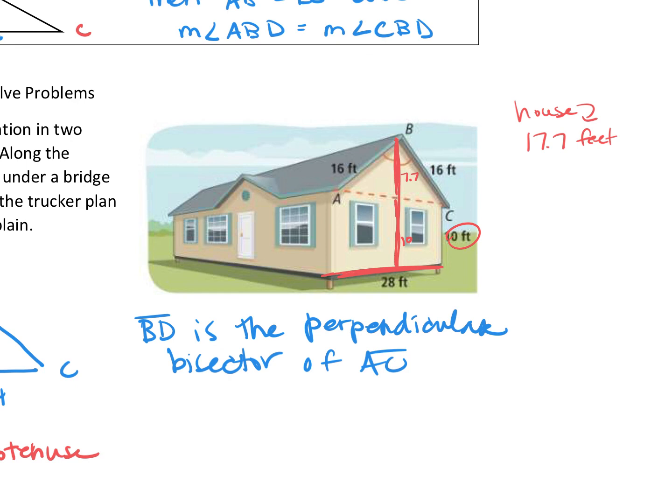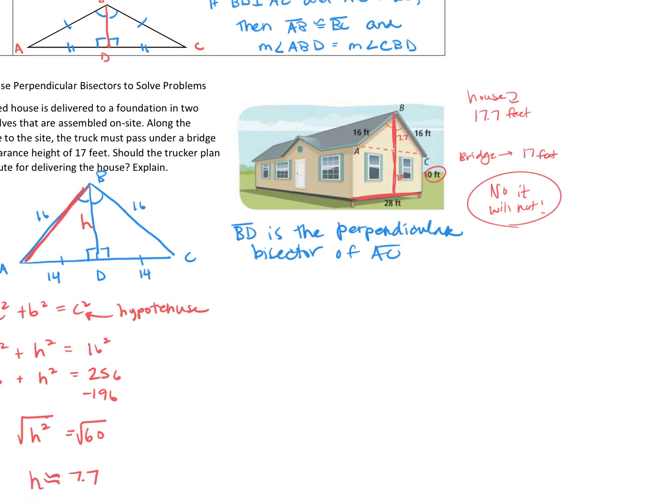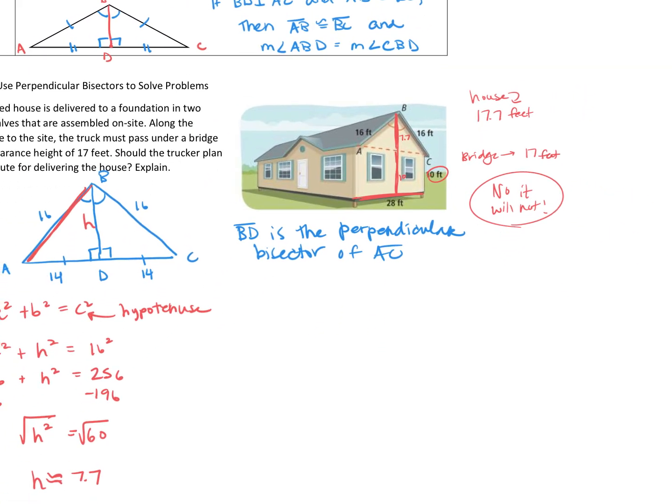The bridge has a clearance of 17 feet. Will the house fit underneath it? No, it will not. So I think the question was, should the trucker plan a different route? Yeah, they should. These are the things they have to think about. How tall is the thing that they're carrying or trailing or whatever? Will it fit underneath all the bridges that they have to go underneath? And in this case, nope, they need to find a new route.